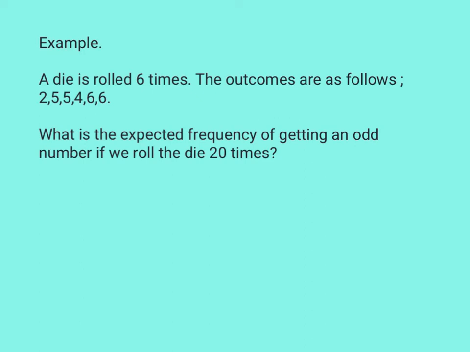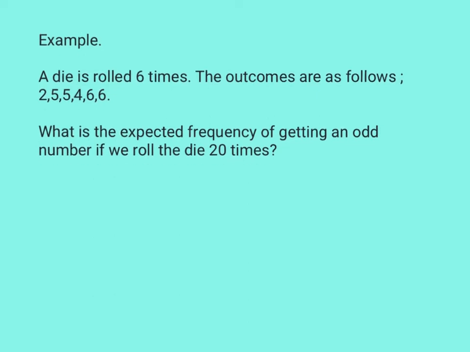Okay, so here's another example. I want you to try this one for yourself. So a die is rolled 6 times. The outcomes are as follows: 2, 5, 5, 4, 6, 6. What is the expected frequency of getting an odd number if we roll the die 20 times?